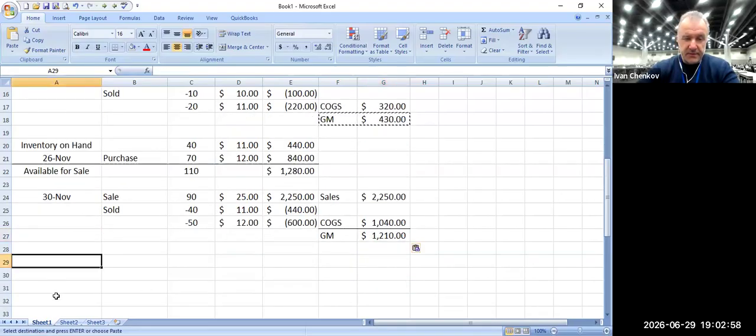The last question that we have to see is how much is our ending inventory? Ending balance of the inventory.